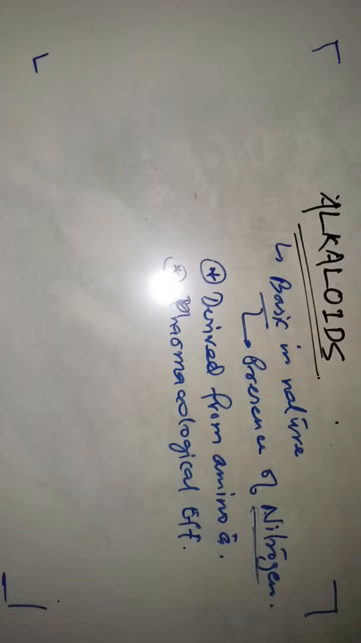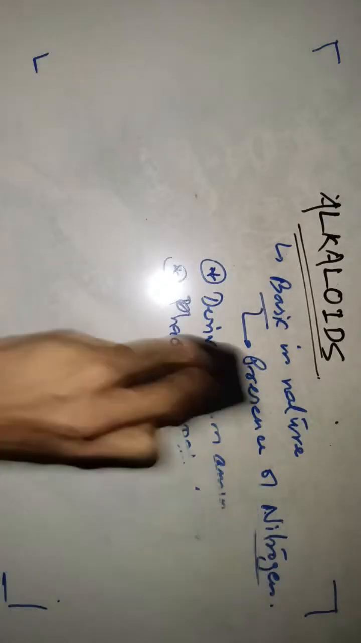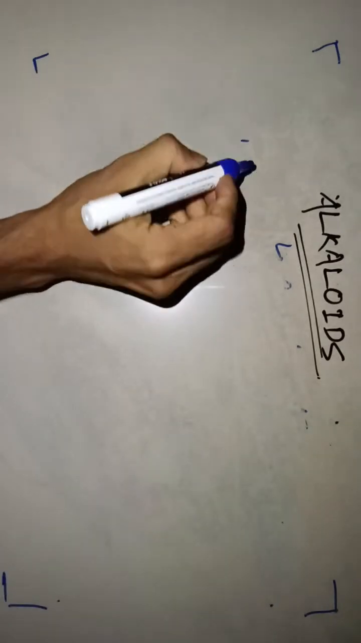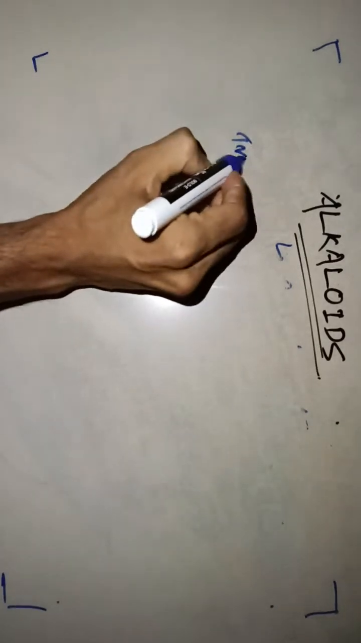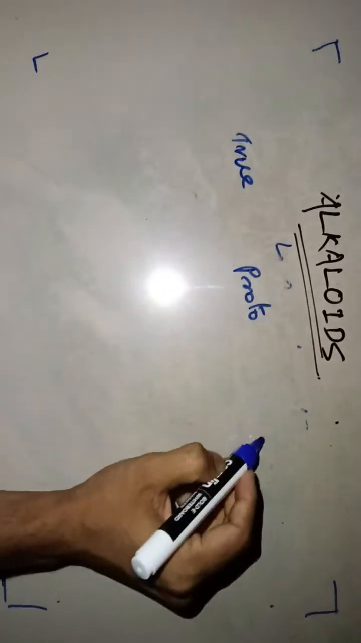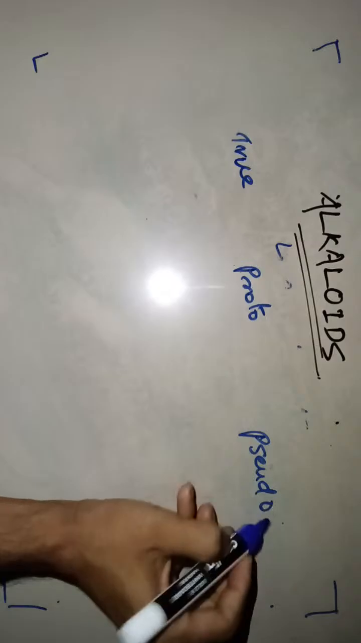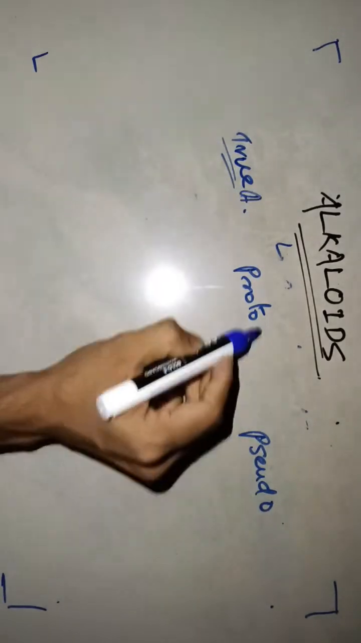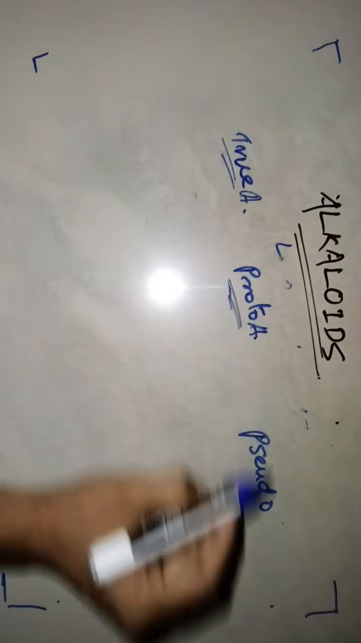Now let's start with the classification of alkaloids. What are the different classes of alkaloids? Alkaloids are basically classified into three types, that is true alkaloid, protoalkaloid and pseudoalkaloid.